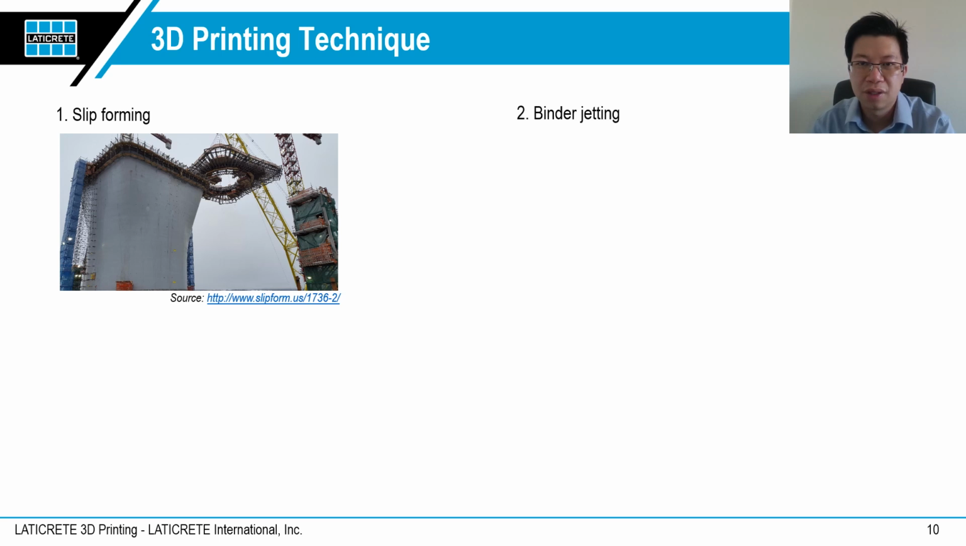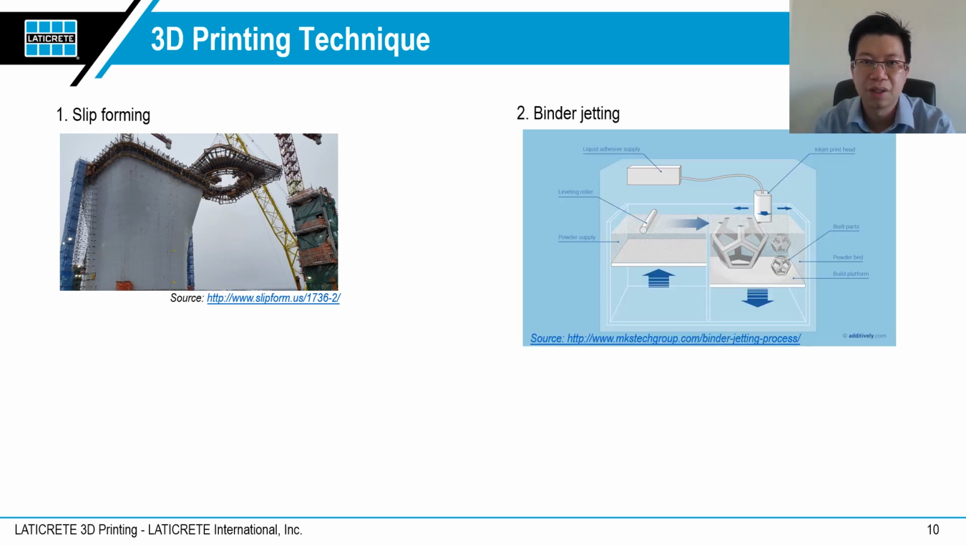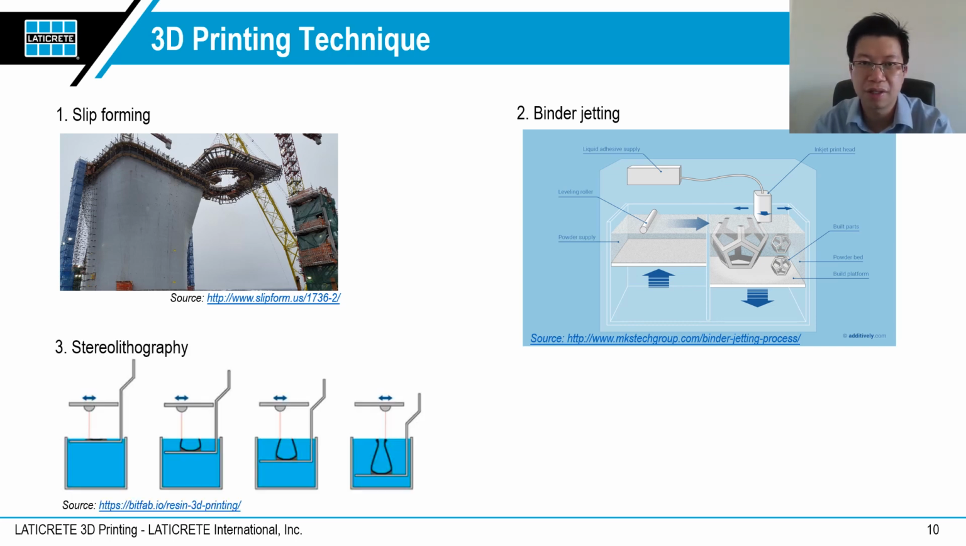The second one is binder jetting, in which the binder is selectively deposited onto the powder bed. The binder bonds this area together to form the solid part. Once the object or building is completed, the powder is removed, leaving the printed structure. The third method is known as stereolithography, which is used mostly on resin. The printing involves a photochemical process by which a photosensitive polymer is cured with light.